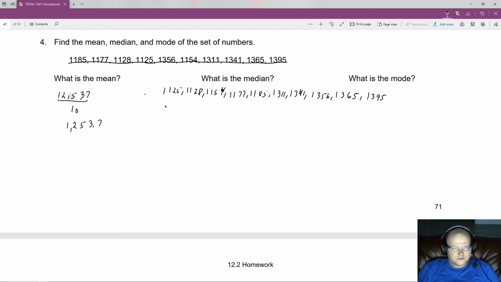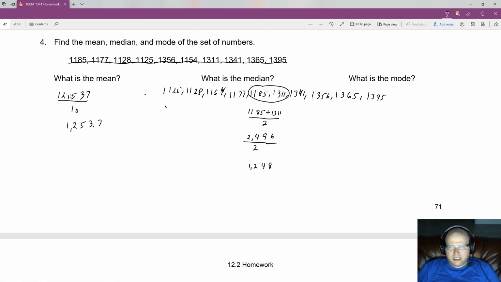1, 2, 3, 4, 5. Pick these 2 in the middle, add them together, and then we divide by 2. So say 1,185 plus 1,311. And then we divide that by 2 to take the average of those two. So 1 plus 5 is 6. 1 plus 8 is 9. 3 plus 1 is 4. And 1 plus 1 is 2. And then we divide that by 2. And it looks like the median is going to be 1,248.